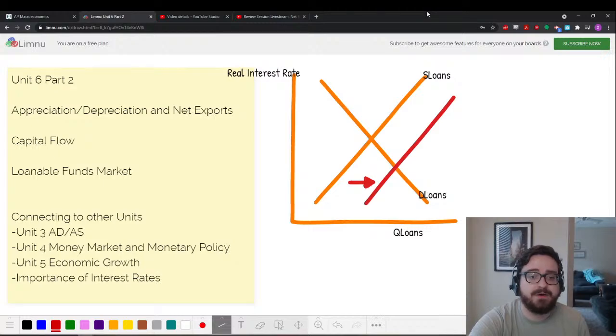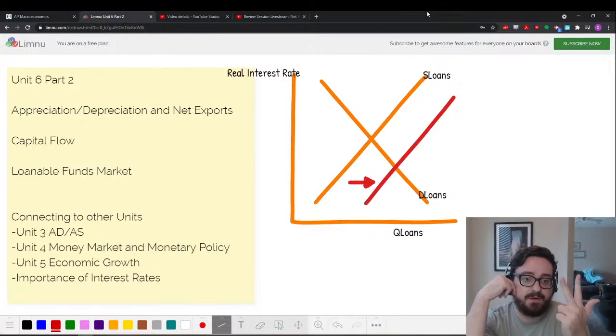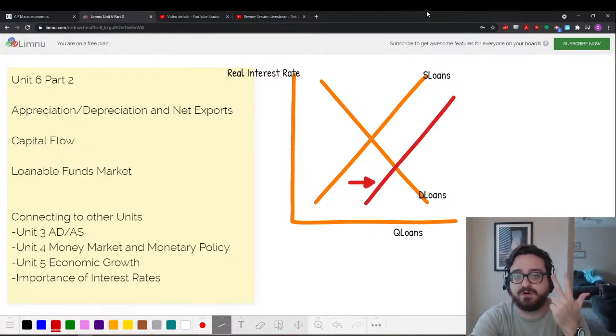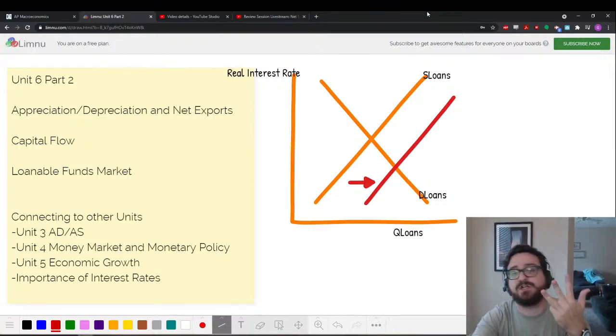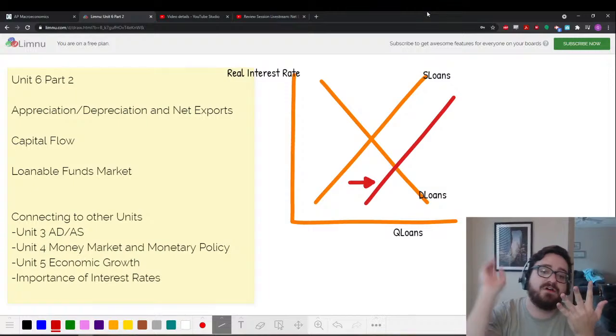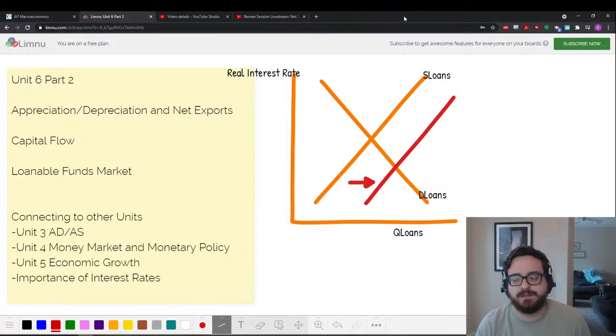The tricky part is to understand the route and the sequence, which is like, okay, draw the Forex market graph, see what happens to the value of the currency, then what happens to exports and imports off of the value of the currency change, then what happens to capital flow off of the net exports change, and then what happens to the loanable funds market graph off of the change in capital flow. That's a lot, and that can still be a multiple choice question, to be honest.